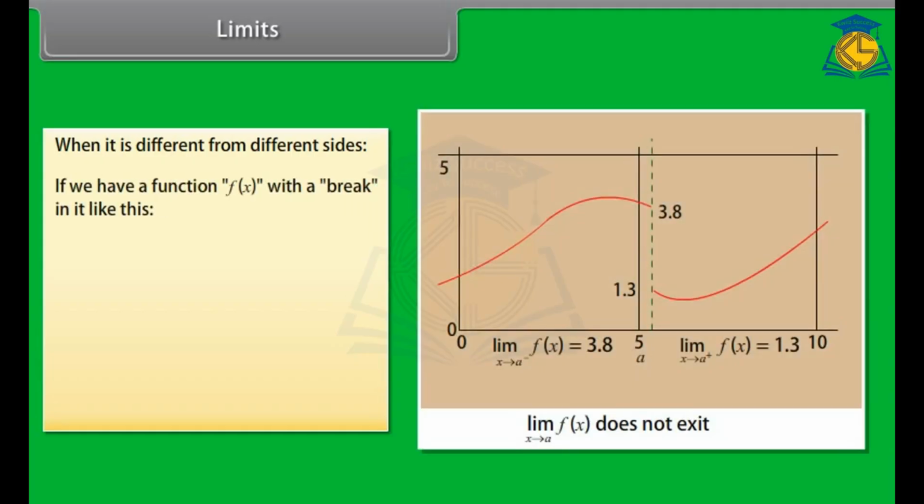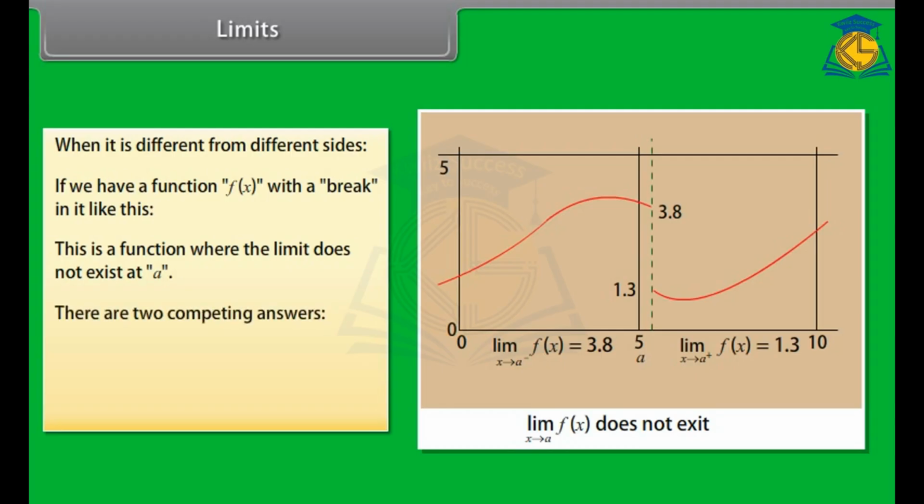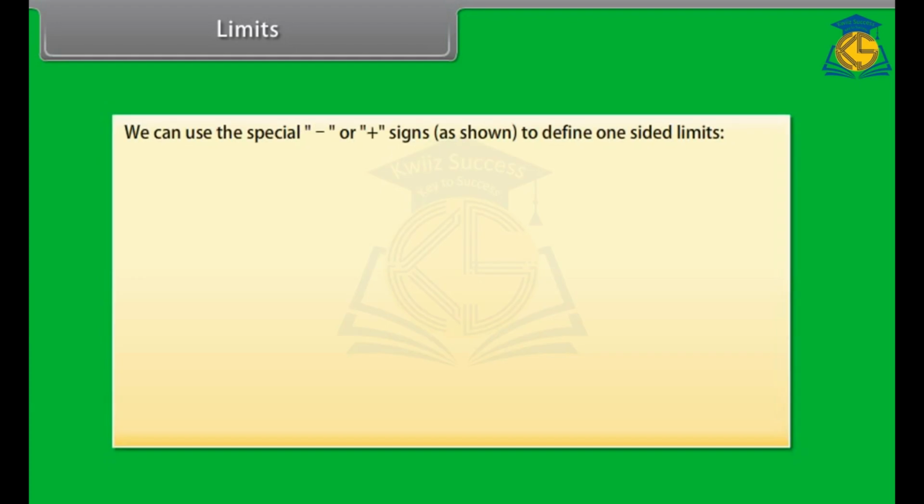What if the limit is different from different sides? What if we have a function f(x) with a break in it like this? This is a function where the limit does not exist at a. You cannot say what it is because there are two competing answers, 3.8 from the left and 1.3 from the right. But you can use the special minus or plus signs as shown to define one-sided limits. The left-hand limit (minus) is 3.8, the right-hand limit (plus) is 1.3, and the ordinary limit does not exist.